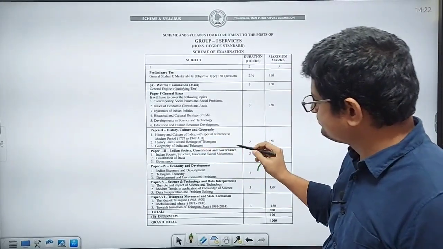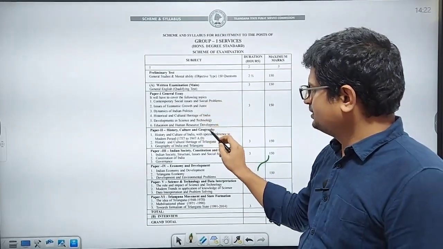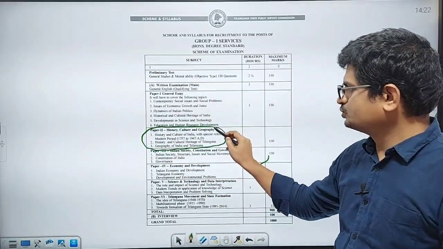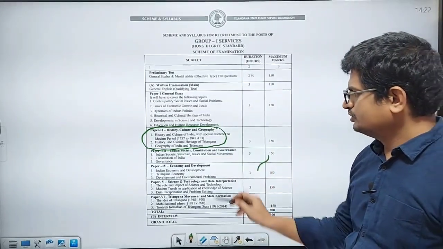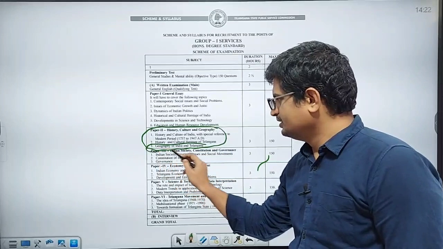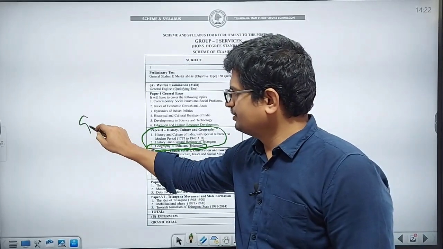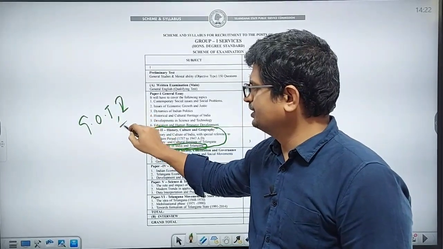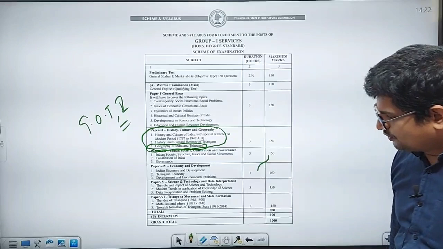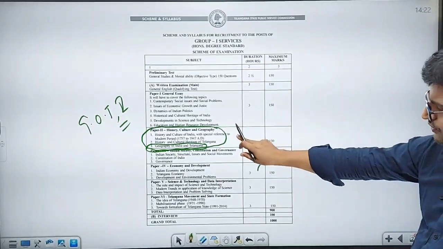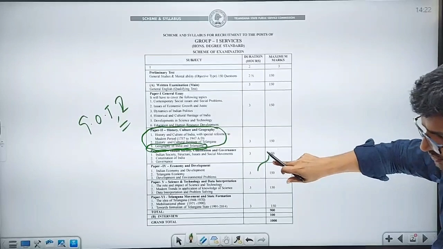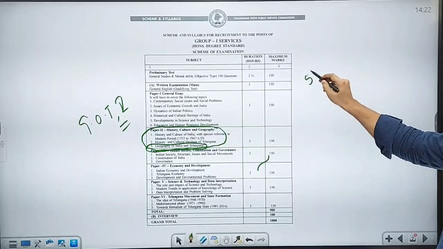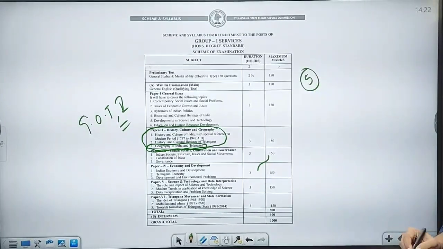One second. Actually, General Studies Paper 2, Part 3: Geography of Telangana and Geography of India. If we go deep into this syllabus, I think I lost that page here. No doubt, no issue. There are 5 chapters.